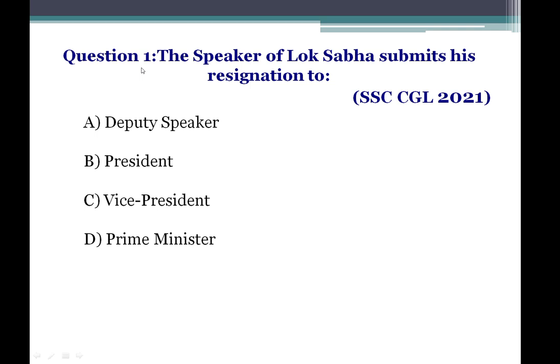So the first question is, the Speaker of the Lok Sabha submits his resignation to, and the options are Deputy Speaker, President, Vice President or Prime Minister. So the correct option is option A, that is Deputy Speaker. In the absence of Speaker, all his power goes to the Deputy Speaker. And the current Speaker of 17th Lok Sabha is Mr. Om Birla. So the correct option is option A.